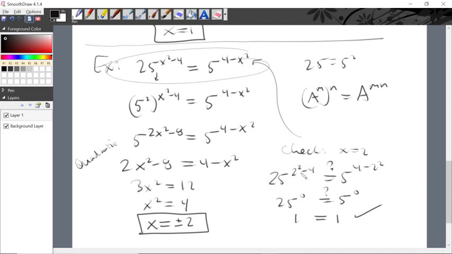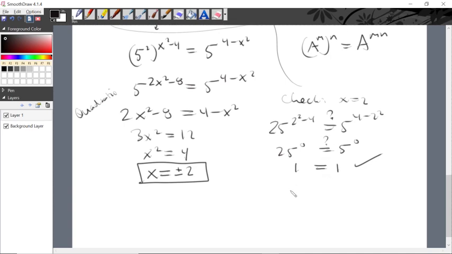And in fact, we see we're going to get the same conclusion if we plug in x is equal to negative 2. Right? No difference there because we're going to be squaring the negative 2. Gives us the same result as squaring 2. 25 to the negative 2 squared minus 4 is equal to 5 to the power of 4 minus negative 2 squared. We're going to get exactly the same result. Right? We're going to get 1 is equal to 1. So it worked. We got x is equal to plus or minus 2.